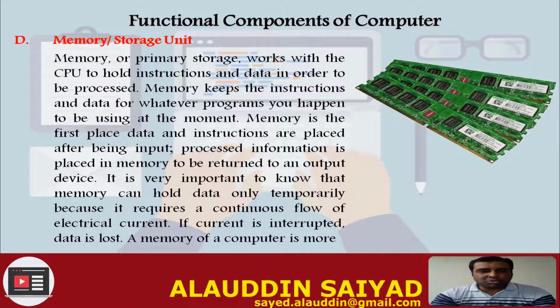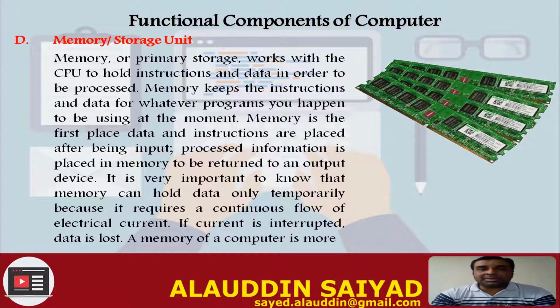It is very important to know that memory can hold data only temporarily because it requires continuous flow of electric current. If current is interrupted, data is lost. So generally, the primary memory works with a continuous electrical current, and in case the power is interrupted, then the data stored within will be lost.